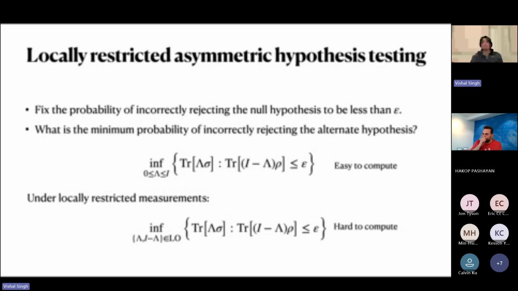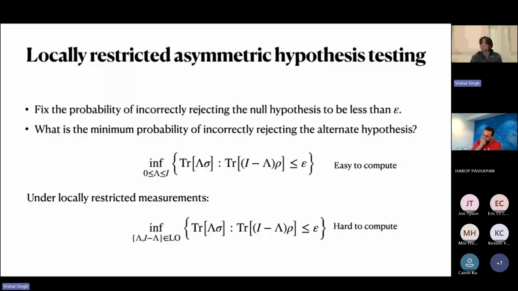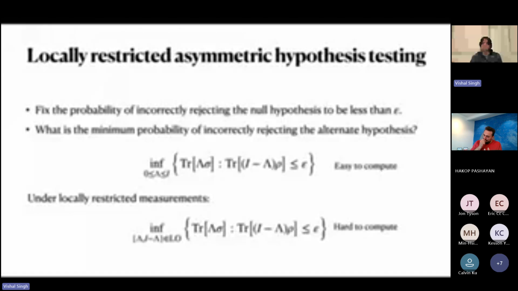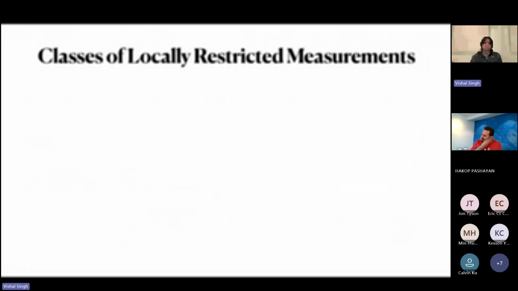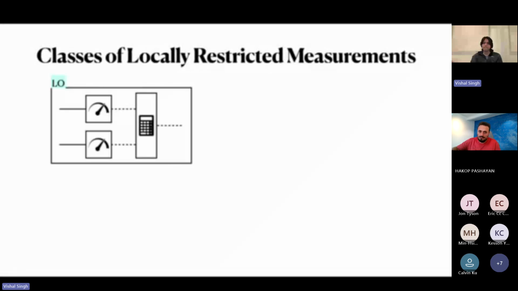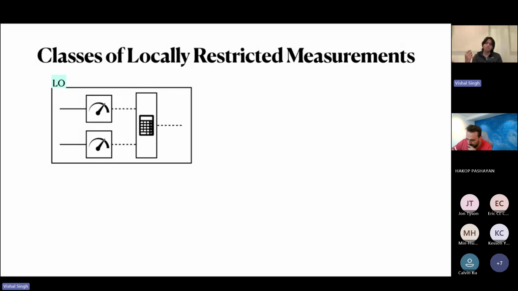So that's why we would want to use the ideas of k-extendibility to figure out the minimum type 2 error when you're considering locally restricted measurements. There can be many ways of defining locally restricted measurements. The most basic one is where you do local measurements, you get the classical data, and then you do some classical post-processing and get a final outcome that tells you if it corresponds to the null hypothesis or the alternate hypothesis.